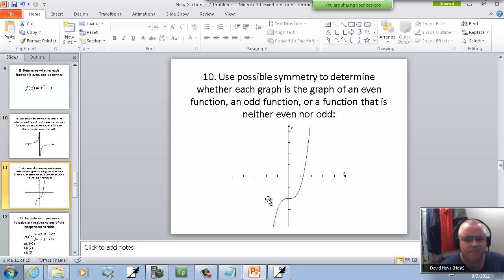Number 10. Same instructions. It's not even. If I take the right part of my graph here, flip it across the y-axis, there's nothing for it to land on over here. It's not exactly odd, because if I start with the first quadrant, flip it across, and flip it down, it's not going to land exactly on that part down there. It'll be off. So this is a neither.